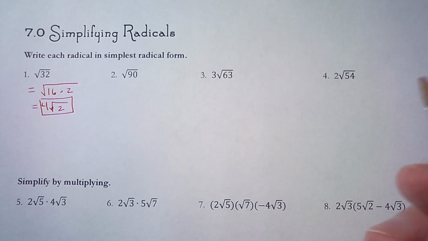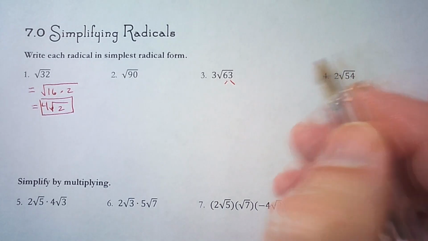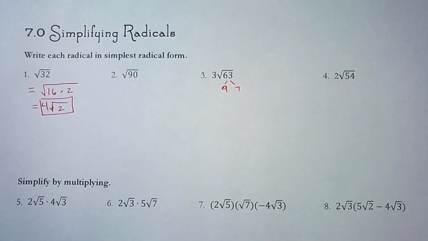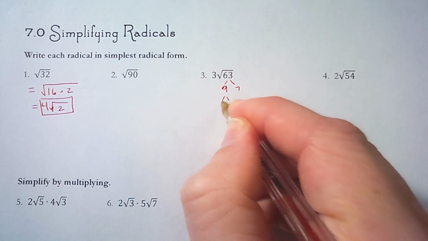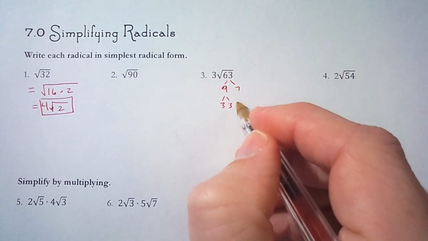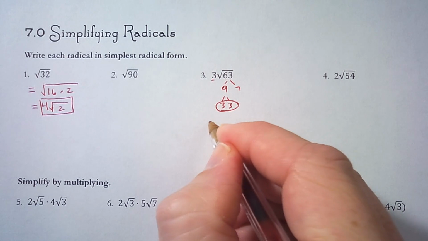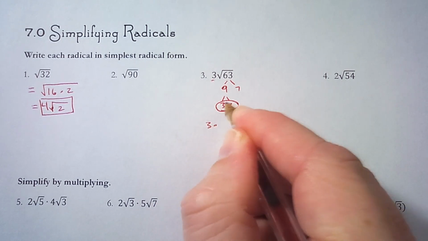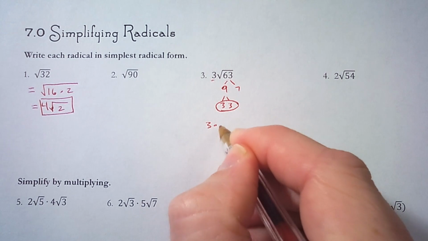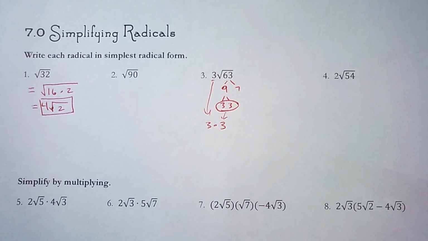The other way that it can be done is with a factor tree, so let's do that here on number 3. So 63 is 9 times 7. 9 is 3 times 3, and I'm down to prime numbers only. Okay, so this comes in a pair. Any number that comes in a pair, I'm going to be able to take outside of the radical. Now, I already have a 3 outside the radical, and now I have another 3 outside the radical because of this pair. So this 3 comes out, a 3 comes from this pair.